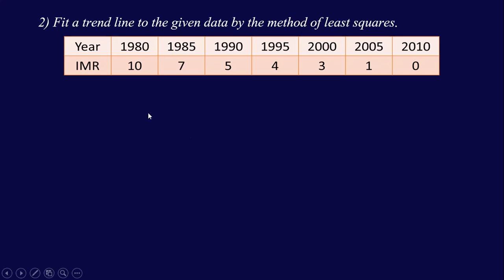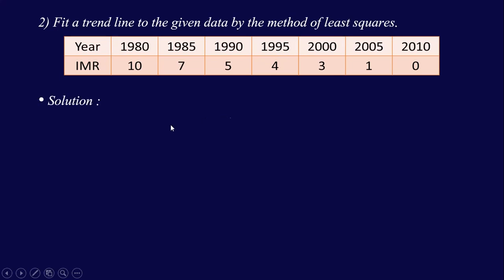Here the number of observations is odd. So if we observe these 7 observations, this year 1995 is the middle value. Before 1995 there are 3 observations, and after 1995 there are 3 observations. Out of these 7 observations, this year 1995 is the middle t value.